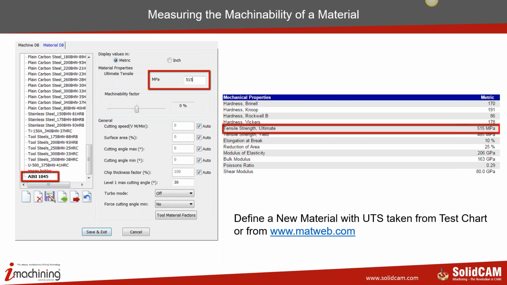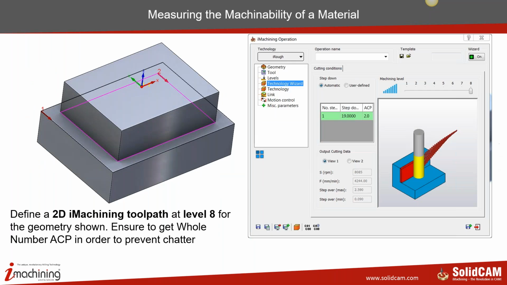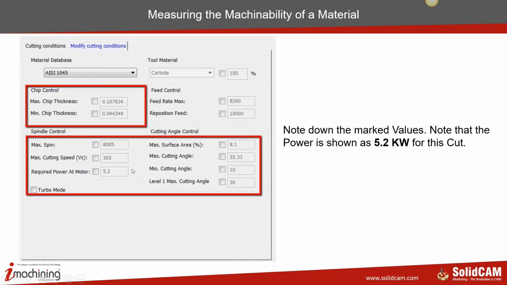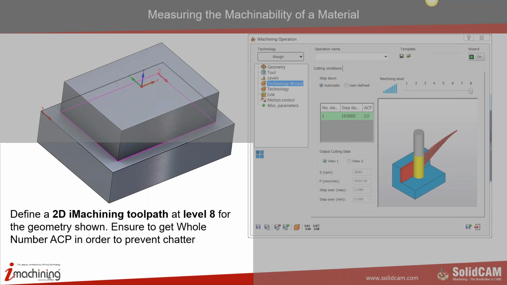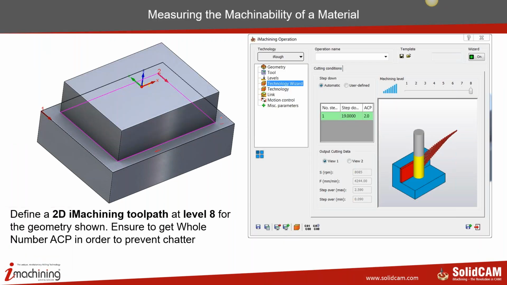So what we do is we go to MatWeb, or even use the material supplier's test chart, find out the ultimate tensile strength, put that in, and create a material. Then we go into iMachining 2D and create a 2D iMachining pass for this step. Very important, the iMachining has to be performed at level 8. It need not be on a brand new machine. A relatively okay machine can also handle level 8, but the holding has to be very good hydraulic-wise and your tool in a power chuck.